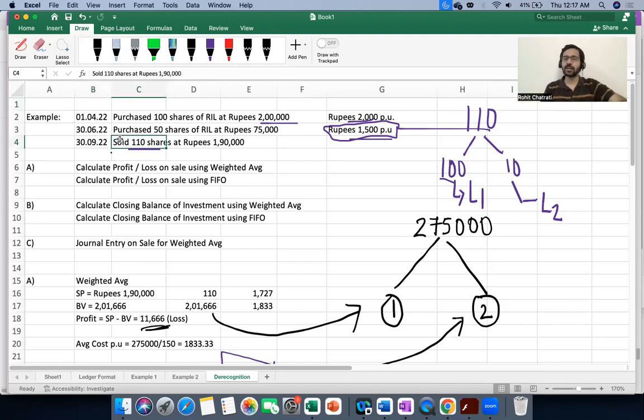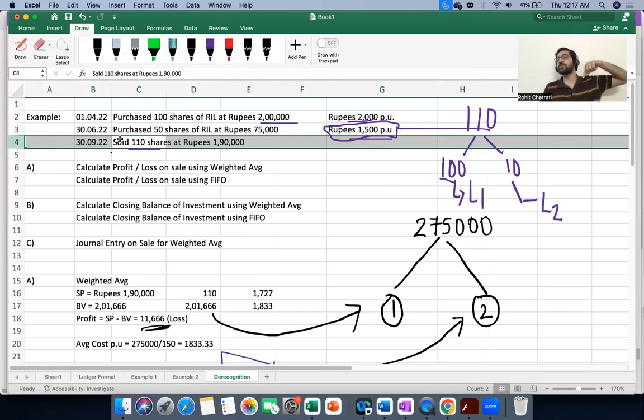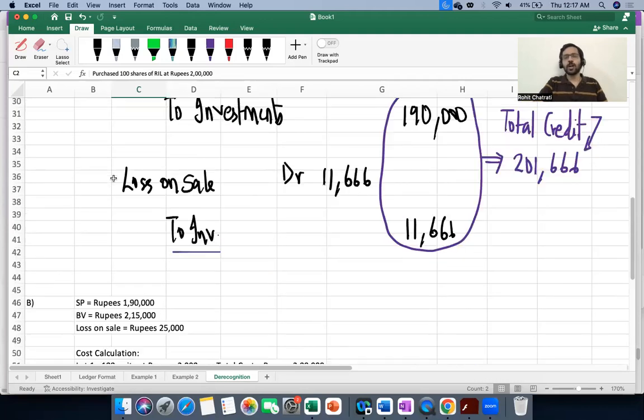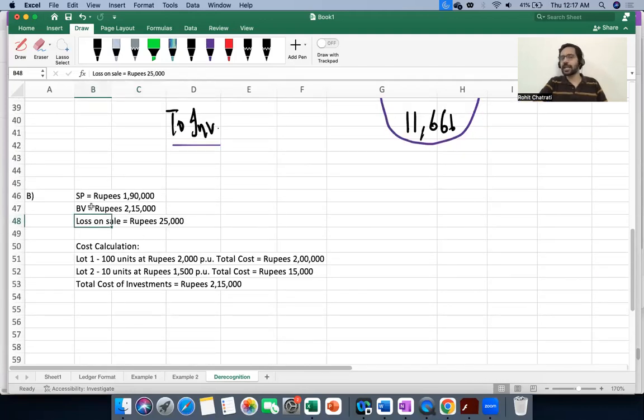Then this entire 110 shares, I would have presumed that they're coming out of the opening balance, not out of the current year purchases. There is an example that we will do in the later stages, so you do not really have to worry about it much. So that is how we calculate the profit or loss on sale using FIFO.